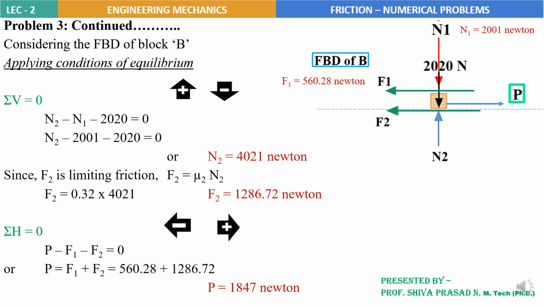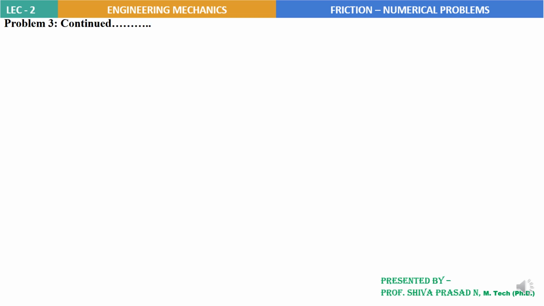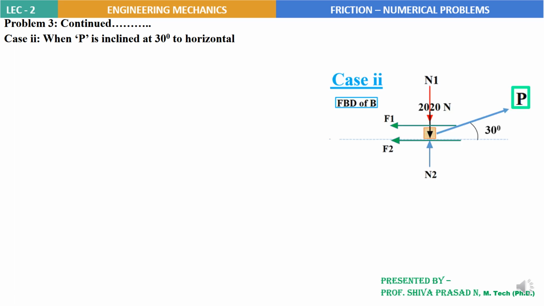So in the next case, we'll see when P is inclined at 30 degrees to horizontal, what is the value of P. So second case, when P is inclined at 30 degrees to horizontal, the only change is the inclination of P, rest all is the same. So again, N1 we have already carried forward from the previous analysis of the free body diagram of A, and F1 also we have carried over from the previous.